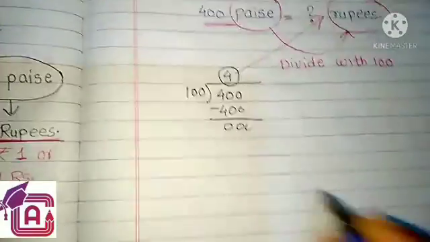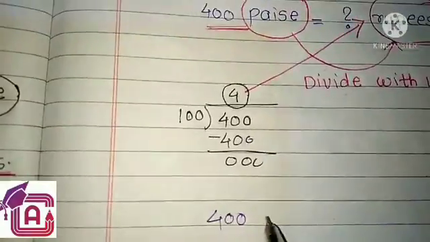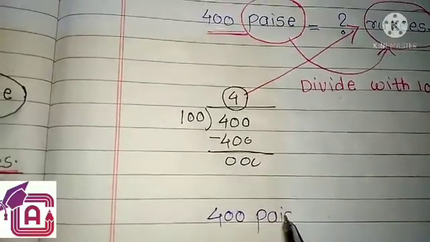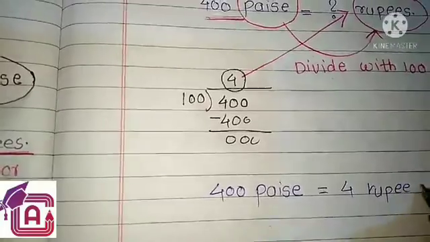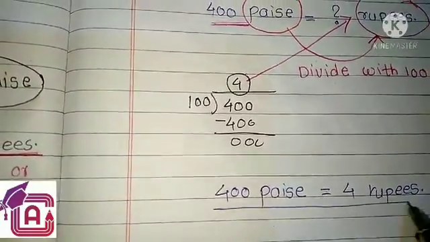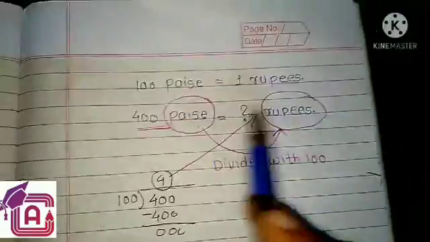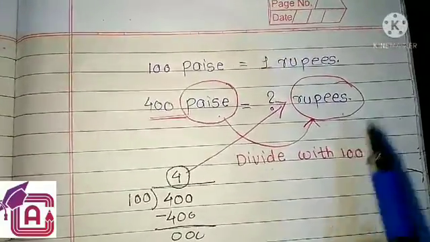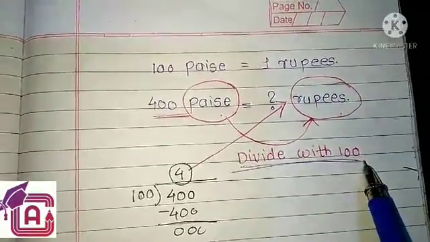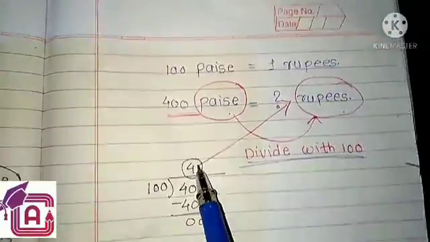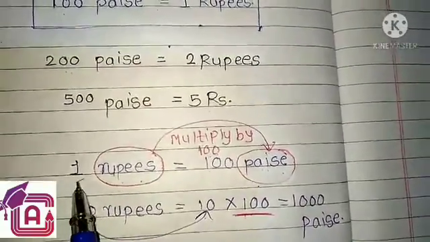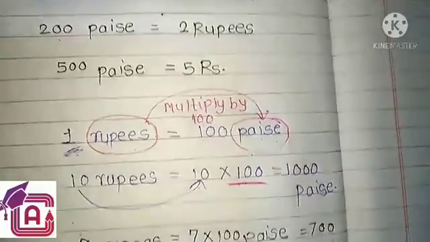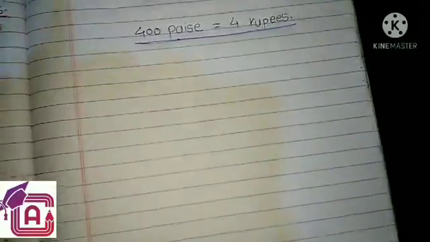So 400 paise is equal to 4 rupees. When you are converting paise into rupees, divide it with 100 and write down the quotient as an answer in rupees. And when you are converting rupees into paise, simply you have to multiply the rupees value and convert them into paise.